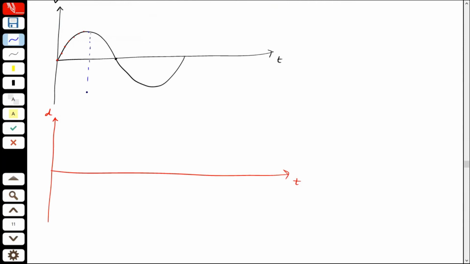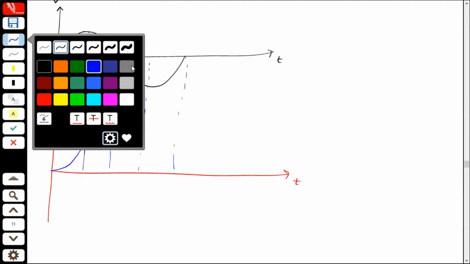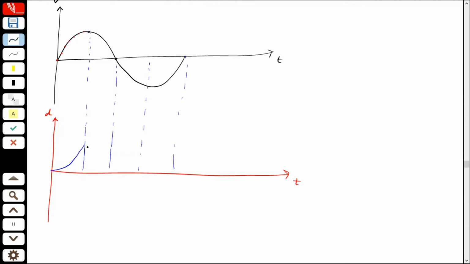So up to this point, the gradient of the displacement time graph should increase and become maximum. As the velocity is maximum, the gradient should be maximum at this point. Then velocity is decreasing, but still positive, so the gradient should decrease. The gradient of the tangent is decreasing, so the gradient is 0 at this point as the velocity is 0.